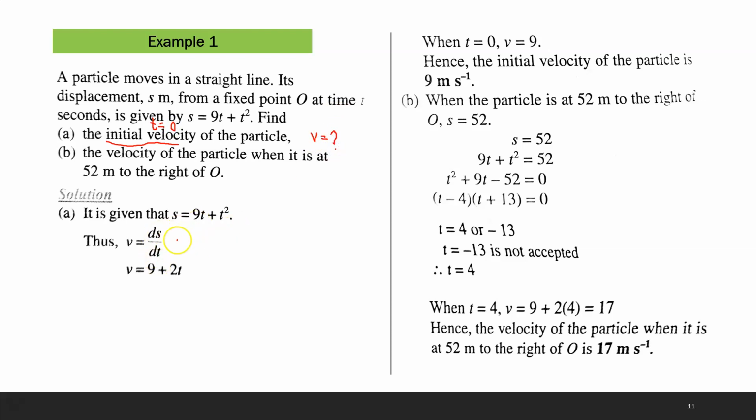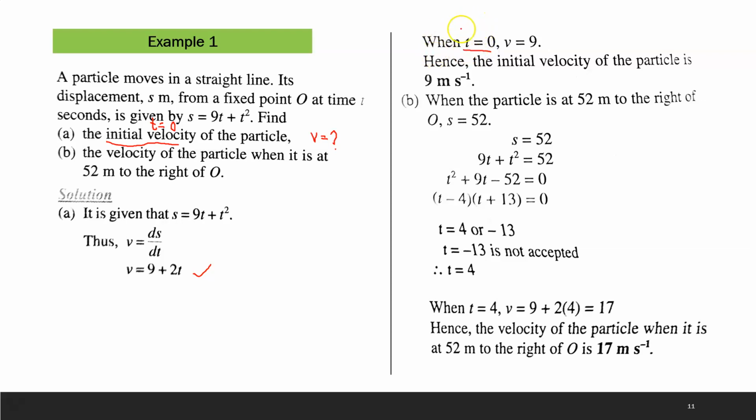So kita ada diberikan the formula of the displacement, which is this one. So from this formula, you can find your v, velocity, by differentiating s with respect to t. So you need to differentiate this one. Differentiate 90, you get 9. You differentiate t square, you get 2t. So you get an equation for your velocity. Now, since you already have this one, you can substitute. The question asks you to find the initial velocity. So you know that initial velocity, the time t is equal to 0.